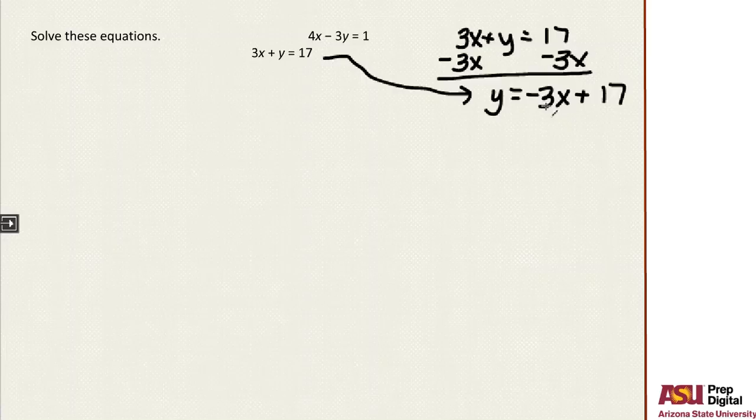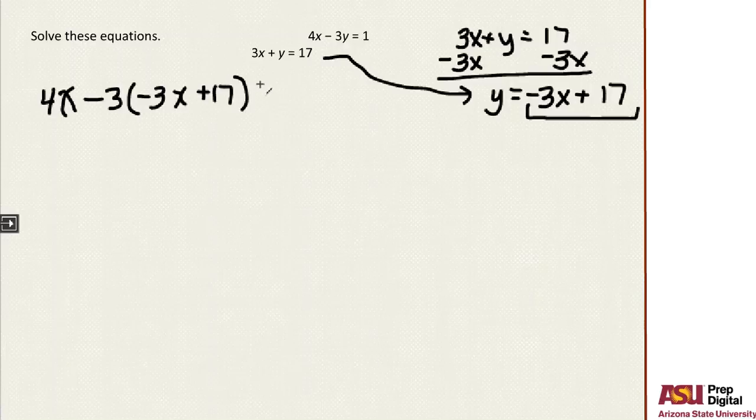So now that I've done that, I'm going to substitute. y is equal to negative 3x plus 17, so I'm going to put that in my first equation. So 4 times x minus 3 times y. Now instead of y, I'm going to put this expression right here, negative 3x plus 17, and that's all equal to 1. So all of this is equal to 1.